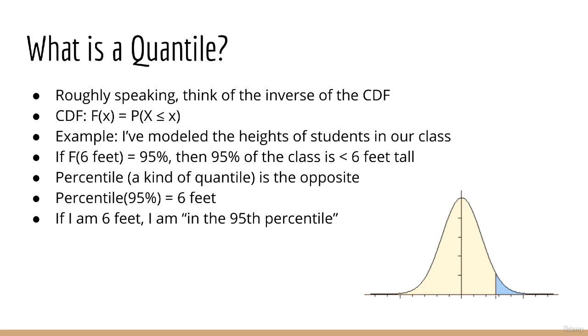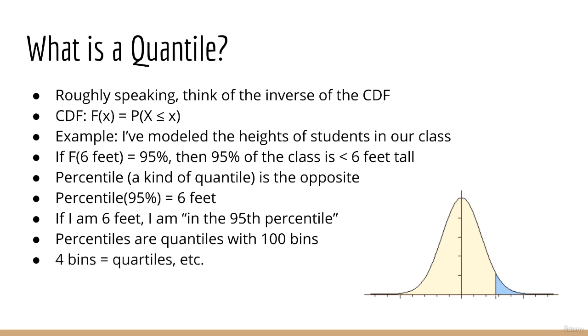Quantiles are a generalization of percentiles. For percentiles, we have 100 buckets, so we can ask, how tall do you have to be in the 95th percentile or the 96th percentile, and so on. Quantiles can be broken up into any number of bins. So for example, if we have 4 bins, we call them quartiles. Anyway, this is not so important for understanding QQ plots. I just want to give you a basic idea of what the word quantile means.